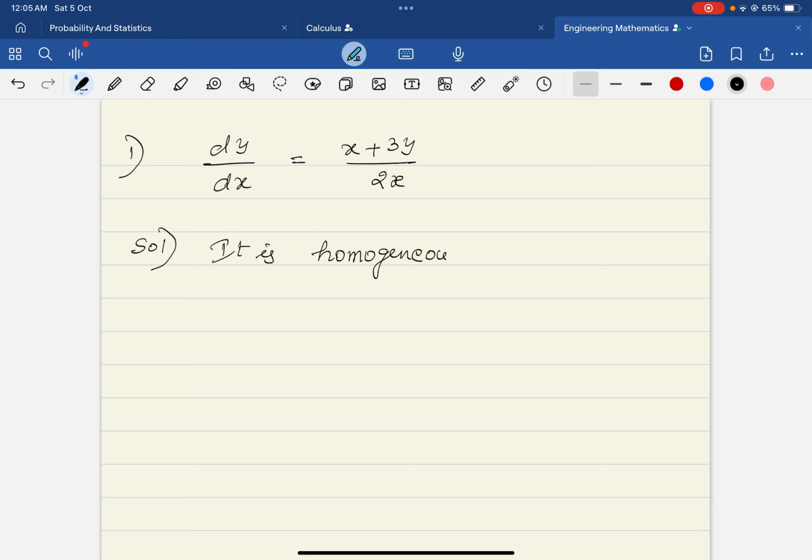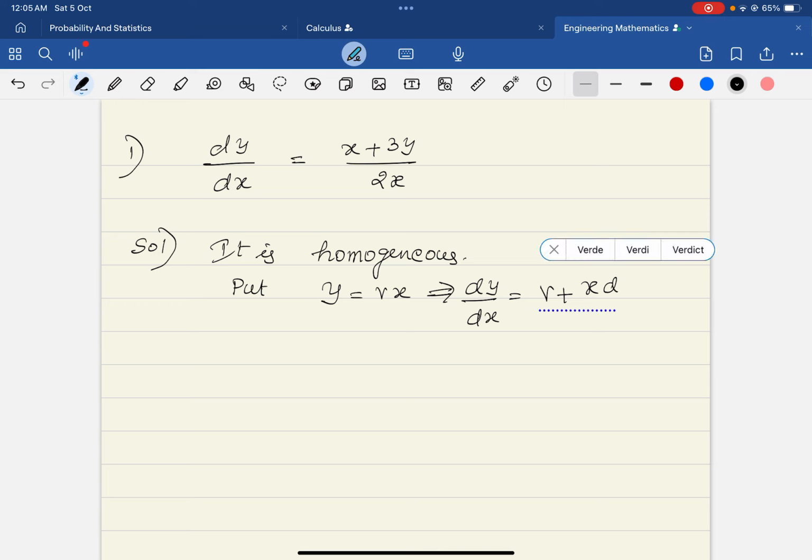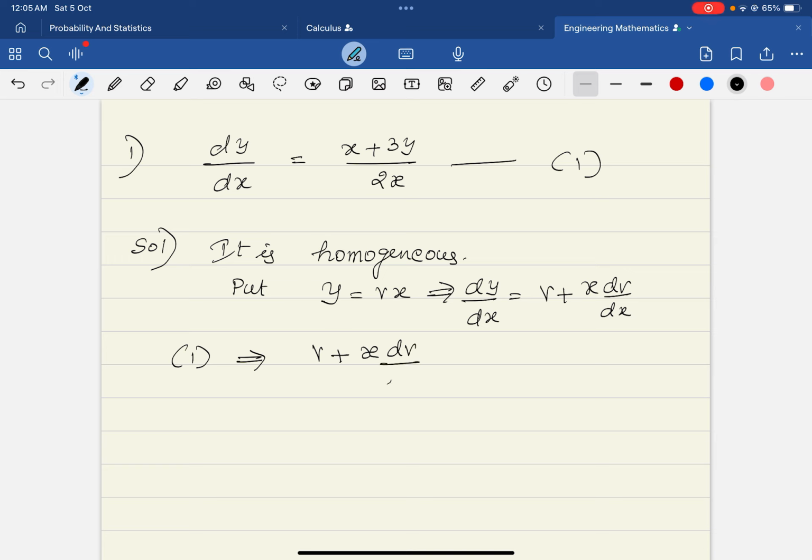Once it is homogeneous, what do we have to do? Substitute or put y is equal to vx. So what is the derivative? dy by dx is equal to v plus x dv by dx. So we call this equation 1. When you substitute these values here, dy by dx can be replaced by v plus x dv by dx, and then x plus 3 times y. Y means vx, over 2x.